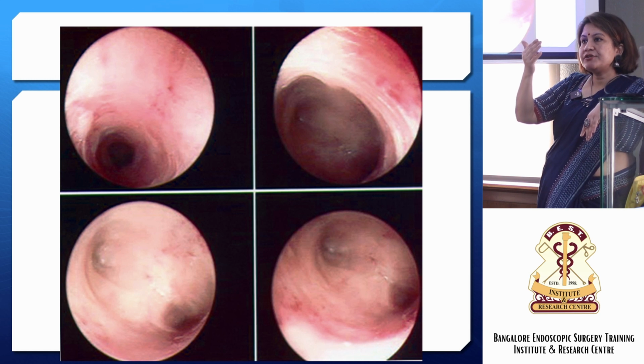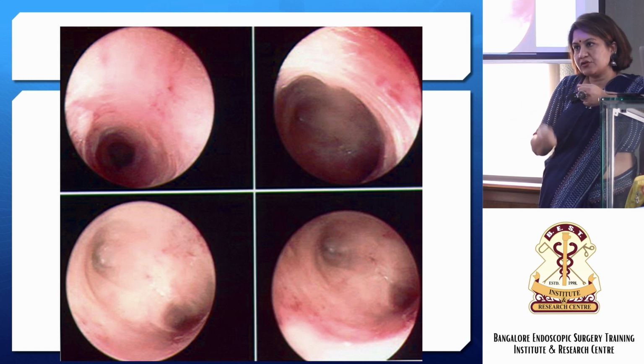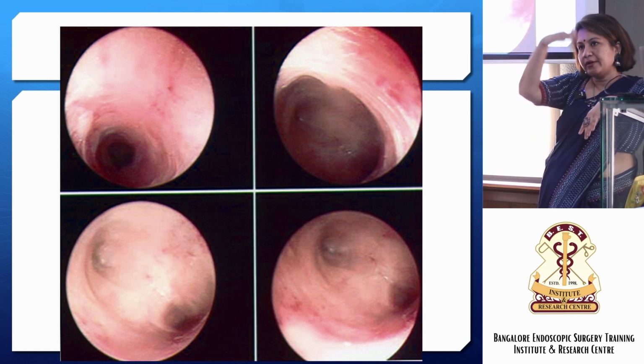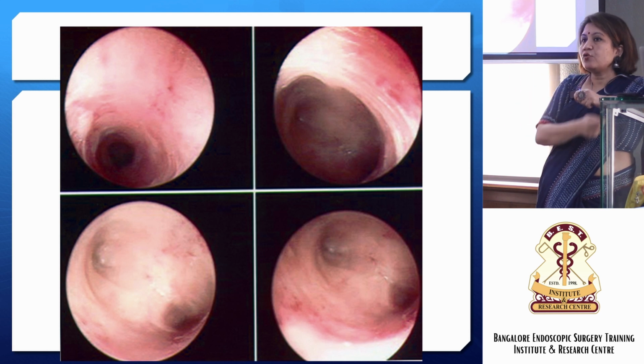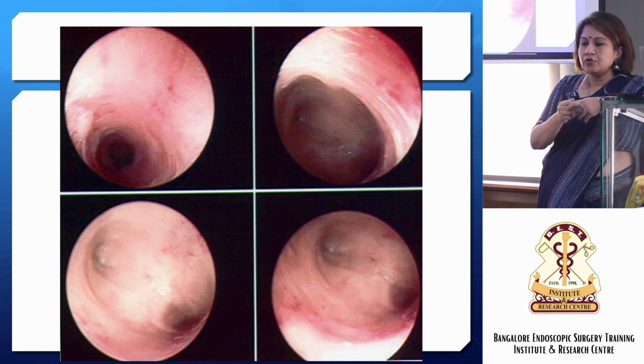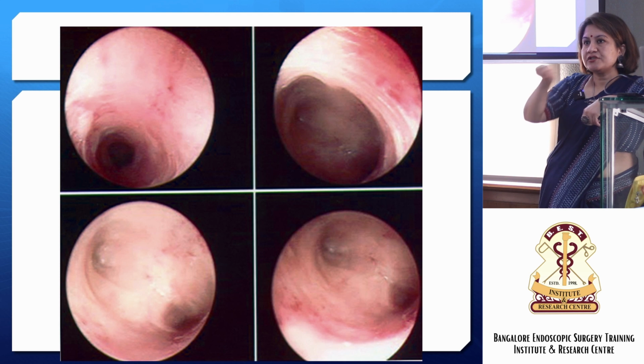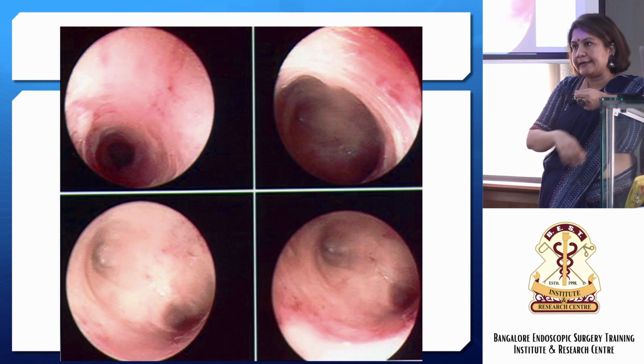If you want to see the anterior wall, your light cable has to be at 6 o'clock. If you want to see the posterior wall, you have to be at 12 o'clock or to the side. That is how you rotate. Once you are in, you do not manipulate your telescope too much. As far as possible, try to manipulate with the light cable.